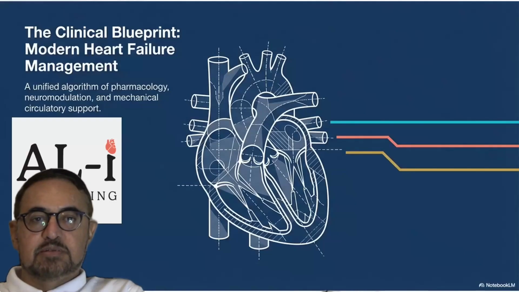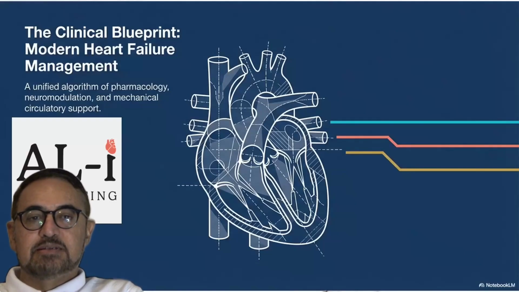Welcome. In this presentation, I'm going to walk you through a modern blueprint for heart failure management. The central idea is that contemporary care is no longer just about giving a few medications and waiting for progression. Instead, we now think in terms of an integrated pathway that combines pharmacology, electrophysiology, autonomic neuromodulation, and mechanical circulatory support.